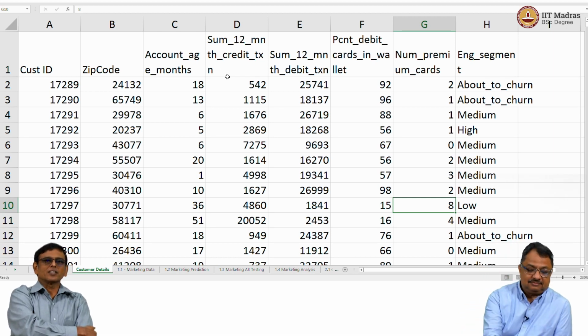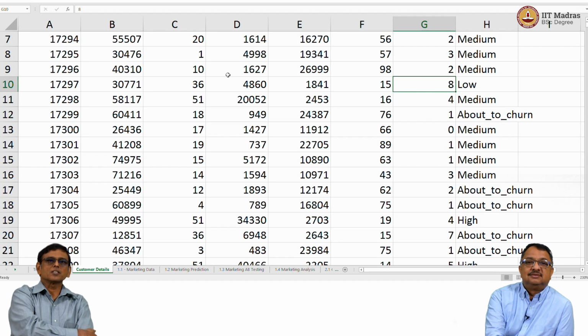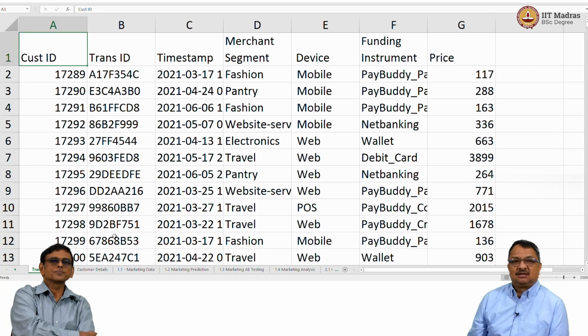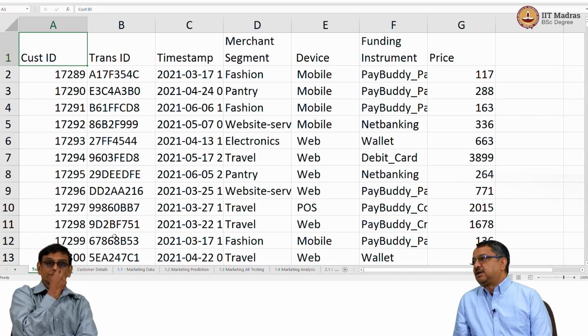So let us see. This is the data set. This is raw data. This is giving us data about customers. The other data that they have given us is data about transactions.